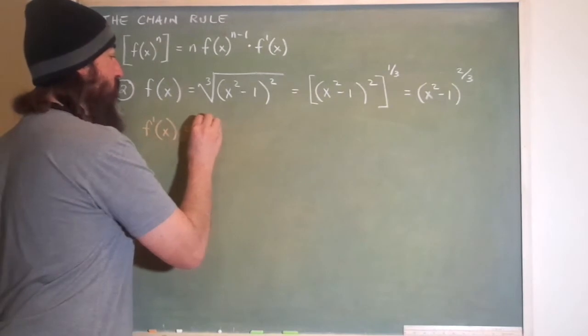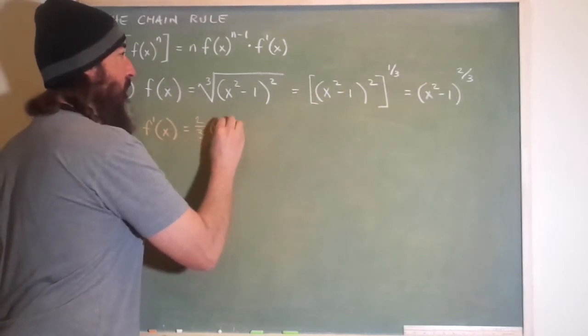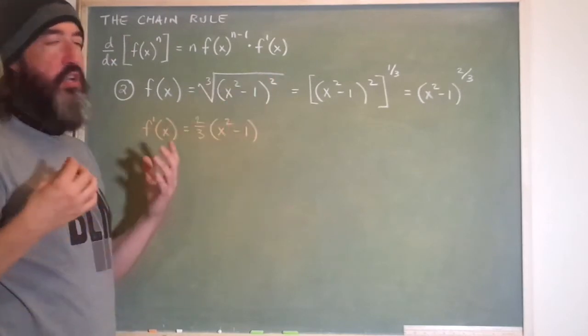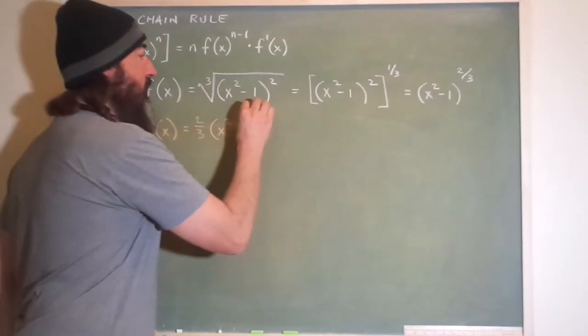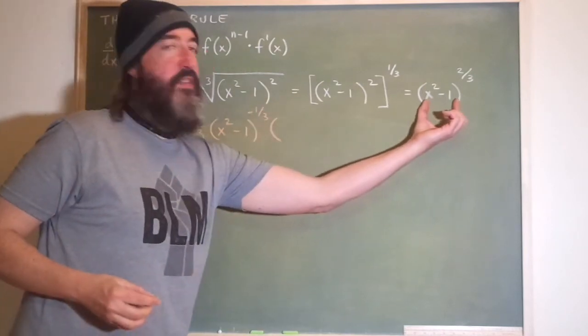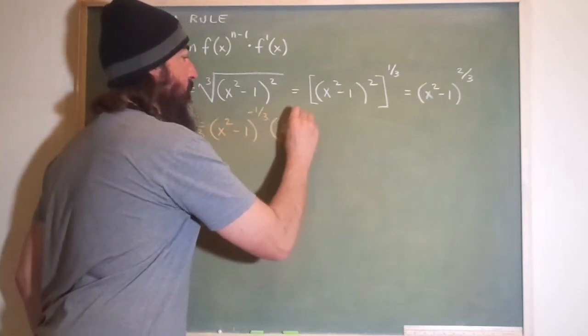So this is going to be 2/3 times x squared minus 1. And if I subtract 1 from 2/3, 2/3 minus 3/3 is negative 1/3. And then I'll multiply by the derivative of this piece, which is 2x.